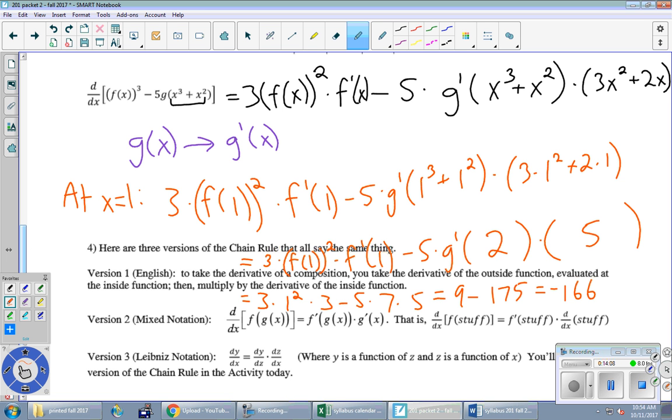All right, so again, I know the tricky part was that g prime of x cubed plus x squared. Questions on this one?